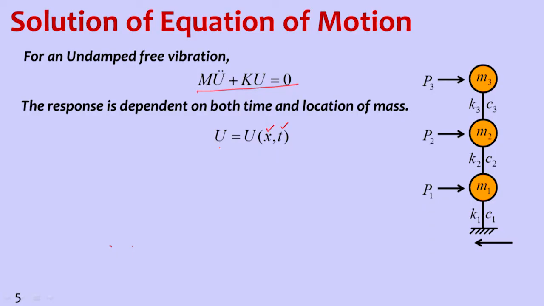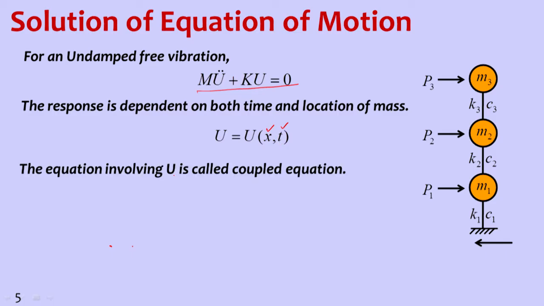So now if we look at the displacement function, u is a function of space, that is location, and it is also a function of time. The equation of motion is called a coupled equation. Why is it coupled? Because in one equation we have u1 terms and u2 terms, and also u3 terms. That's why there is a coupling. So we need to decouple it.